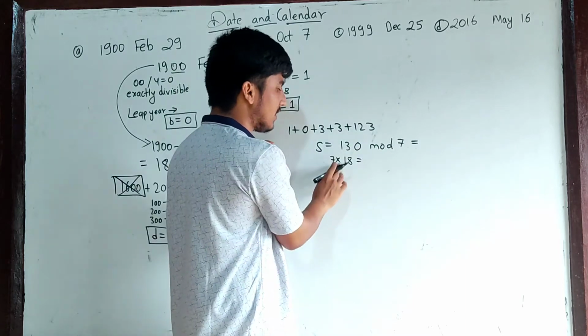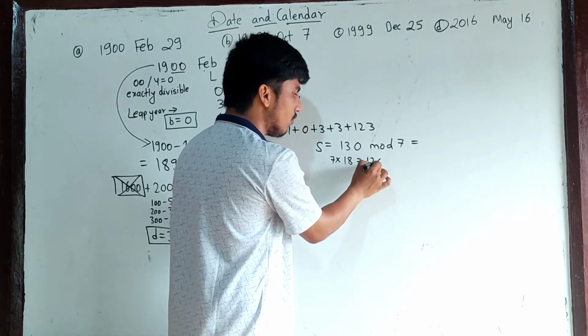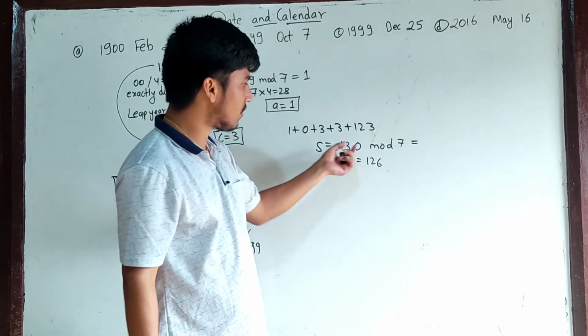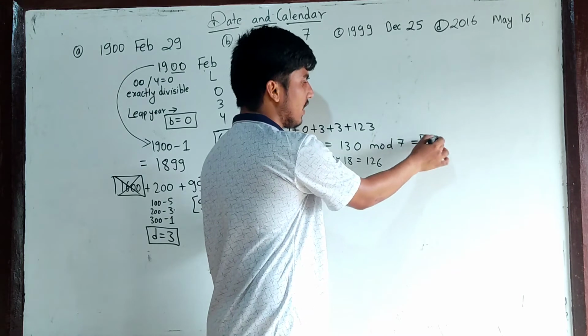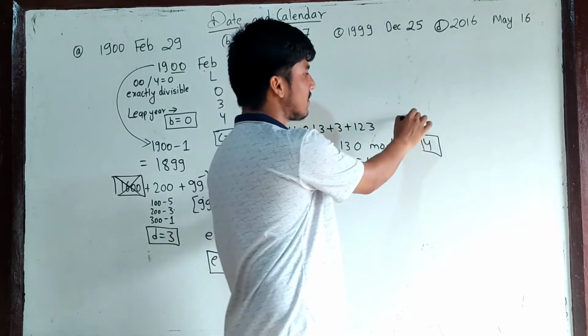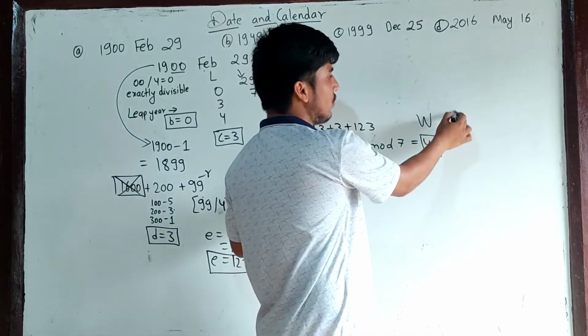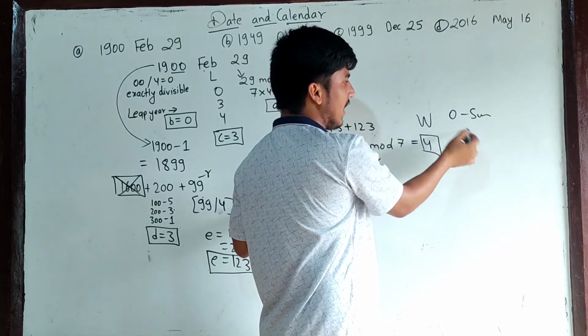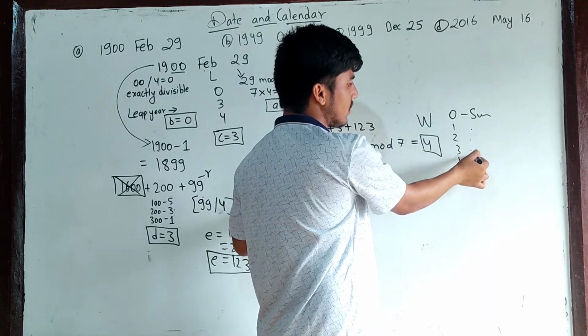So 7 times 18 is 126. If we subtract 126 from 130, then the remainder is 4. And for 4, this will give us the day of the week. 0 for Sunday. If we go like that, 1, 2, 3, 4: Sunday, Monday, Tuesday, Wednesday, Thursday.